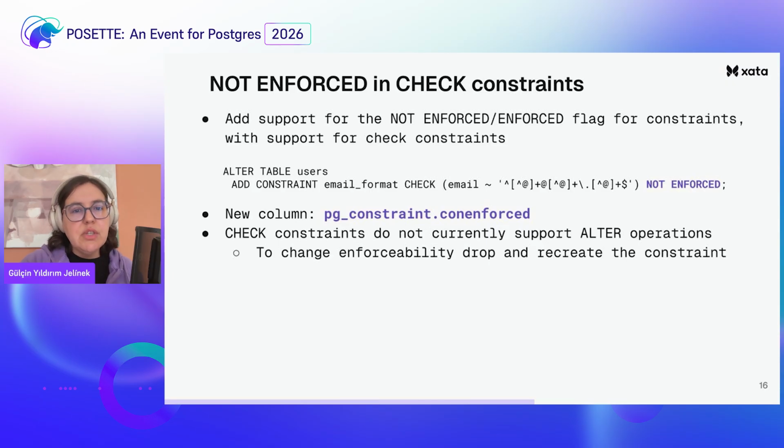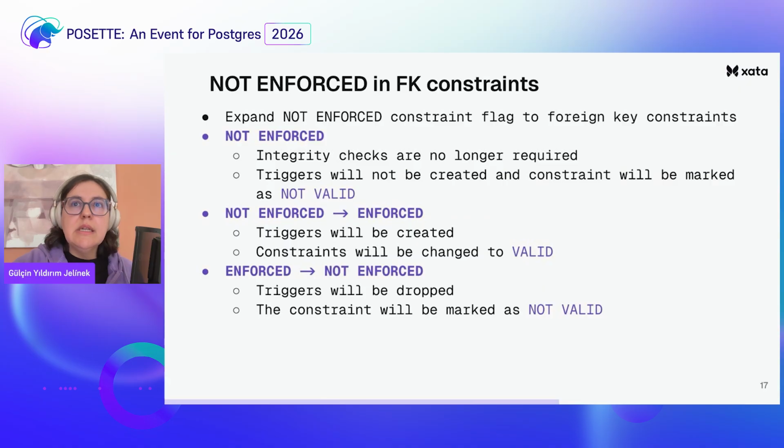It started with the check constraints. As you can see, you can just create the check constraint now and add the not enforced clause at the end, and that will never be checked. And the pg_constraint catalog got a new column, conenforced. It will show the status, so you can switch between enforced and not enforced. But you can't do this for check constraints during the alter operation now, so you have to drop and recreate the constraint. But I think the second slide, on why we have not enforced, is more useful.